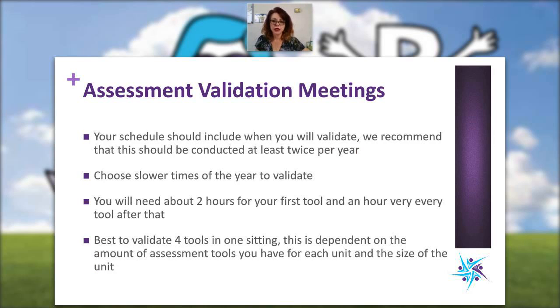So you should hold an assessment validation meeting. We recommend that you do this twice a year. There's enough workload in the year, you don't need to be doing it on a monthly basis or anything like that. Generally January and June or July, mid-year, we recommend, but you work it out in your schedule, what suits you. Choose the slower times of the year for you to validate.